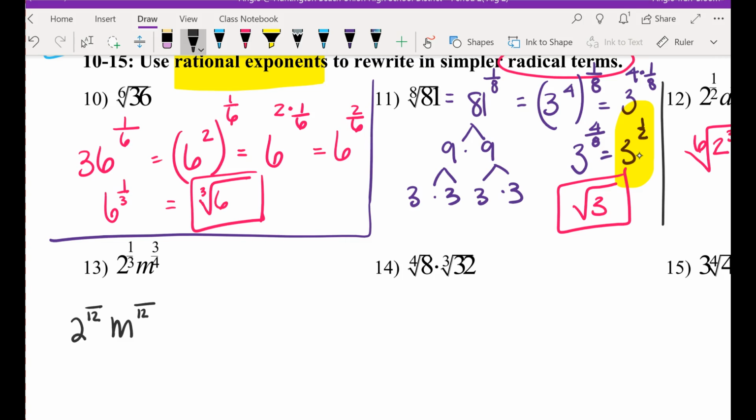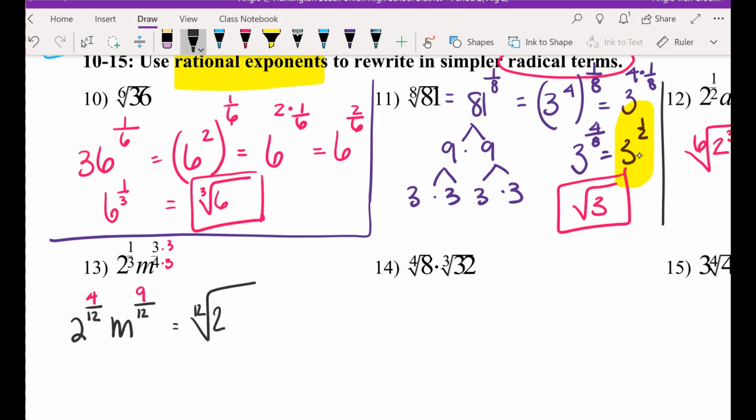What's your new numerator for 2? 4. Good. What's your new numerator for m? 9. Because remember, you have to multiply this by 3 to get 12. So that whatever you multiply to the bottom, you multiply to the top. What's your index? 12. Okay, so this becomes an index of 12.